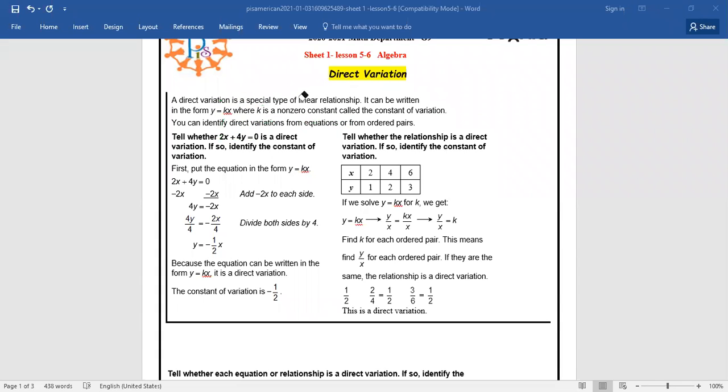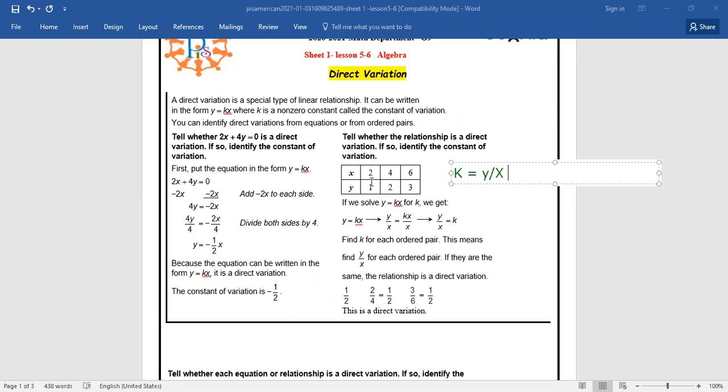The second part which we want to talk about today is in case we have a table and we want to decide if this table represents a direct variation or not. We said y equals kx, right? But we want to find the constant, which is k. So the value of k, if you want to calculate it, should be y over x. So every time you have a table and you want to decide if it represents a direct variation or not, we have to divide y over x.